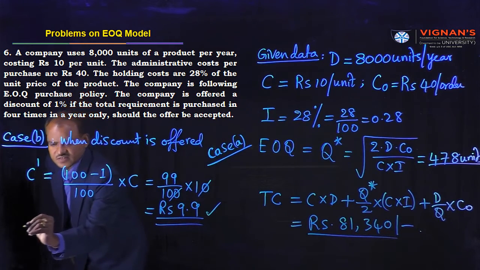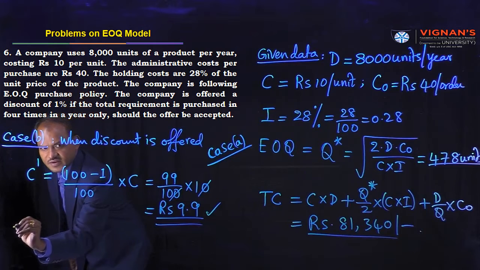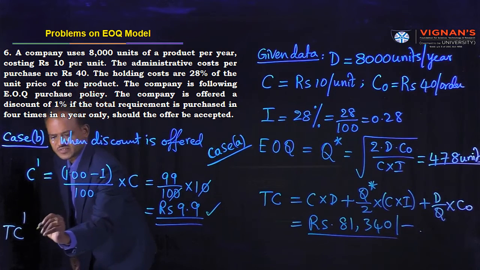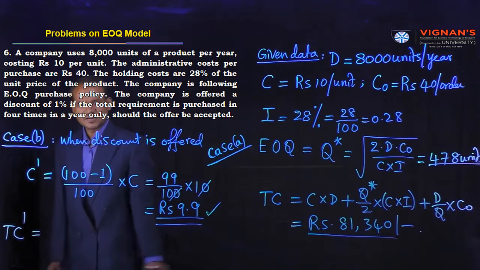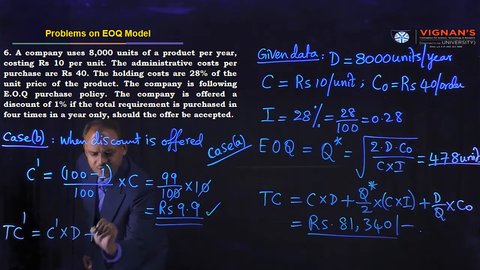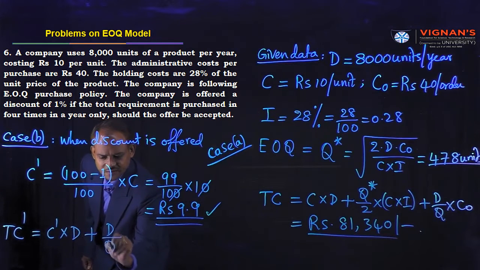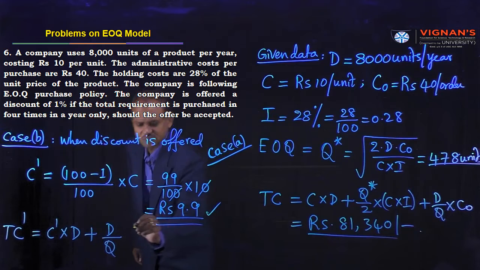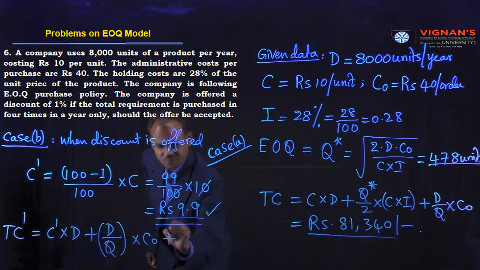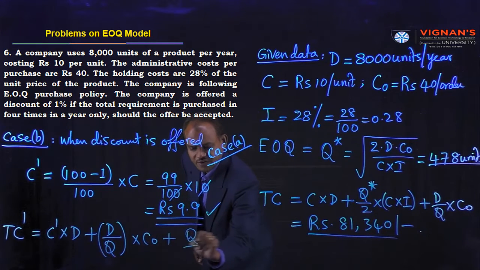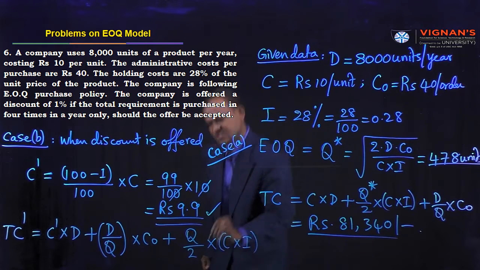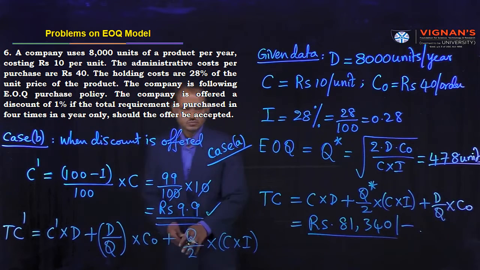In this case, first of all, write the total cost formula. In this case, total cost is assumed as TC dash. TC dash is equal to C dash into D plus D by Q into C naught plus Q by 2 into C into I. This is the total cost formula.